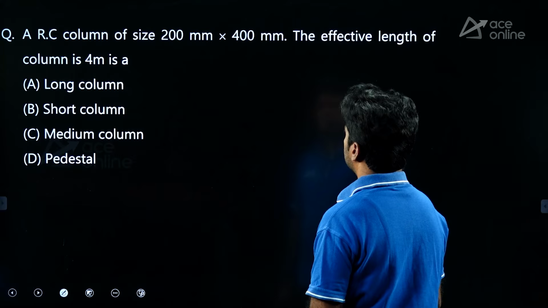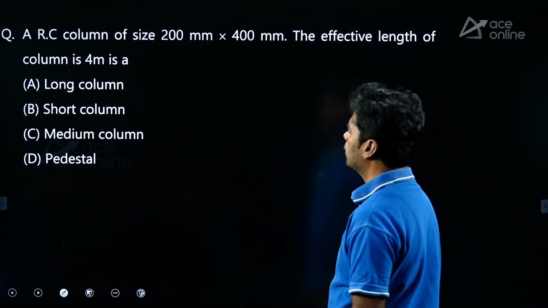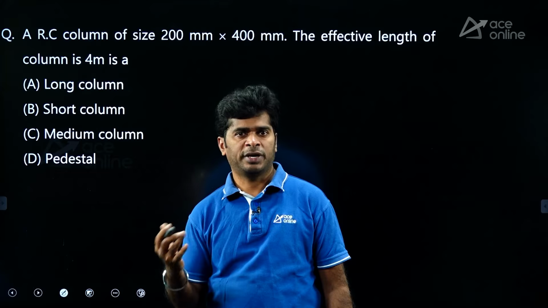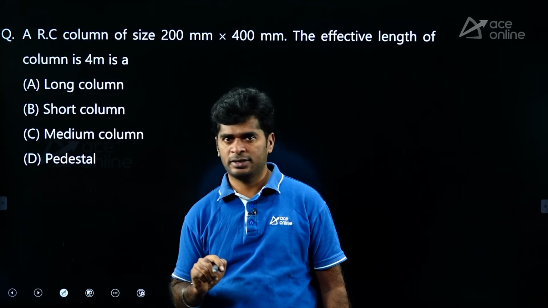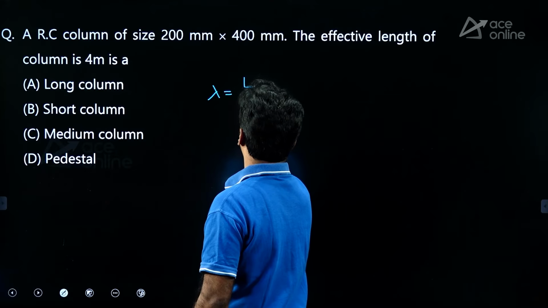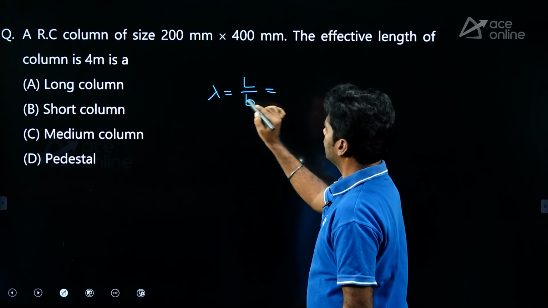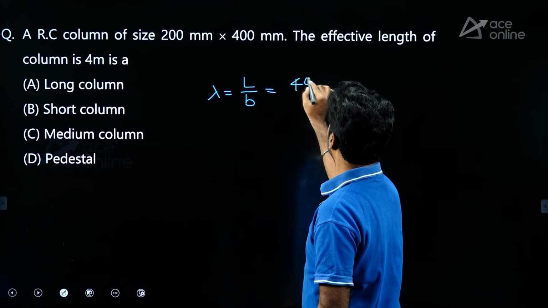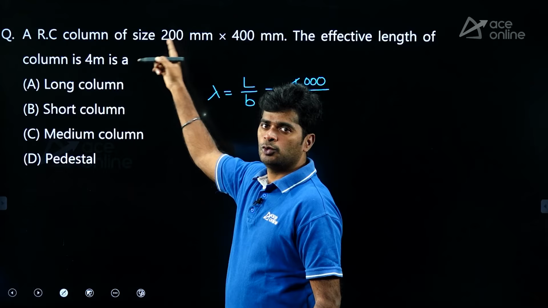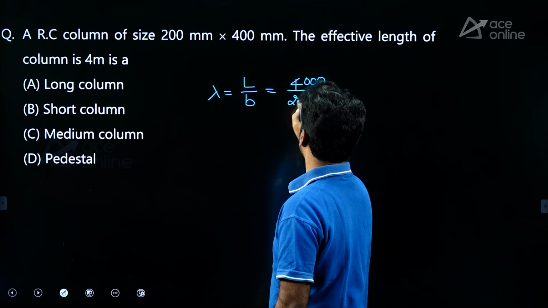A RC column of size 200 mm by 400 mm, the effective length of the column is 4 meters. Is it a long column, short column, medium column, or pedestal? Whether it is a short column, long column, or pedestal, we decide based on slenderness ratio. Let us find the slenderness ratio here. Slenderness ratio is the effective length to the least lateral dimension of the column. Effective length is 4 meters, which is 4000 mm, upon least lateral dimension. Here we have two dimensions for the column, 200 mm and 400 mm. Take the least dimension, which is 200 mm.